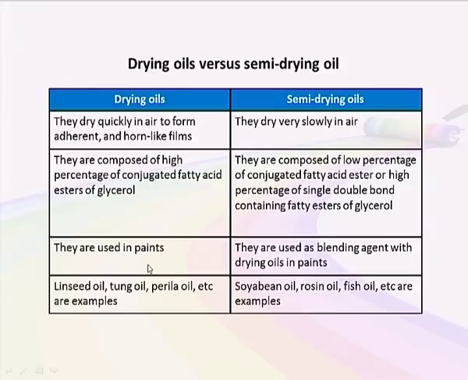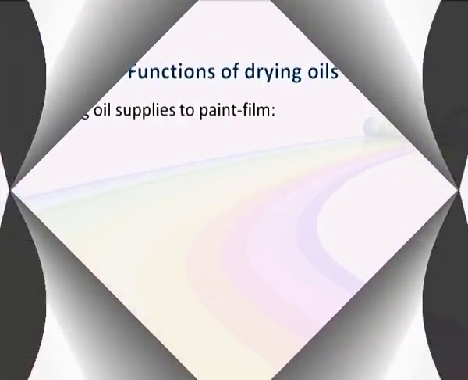Drying oils are used in paints. However, semi-drying oils are not used alone. They are used as a blending agent. Linseed oil, tung oil and perilla oil are examples of drying oil. For semi-drying oils, soya bean oil, rosin oil and fish oil fall in this category.